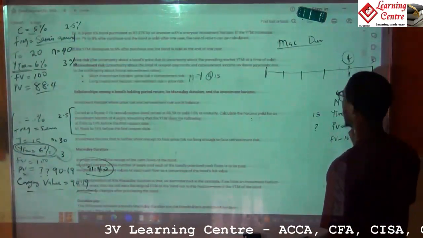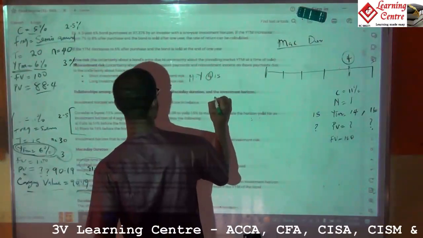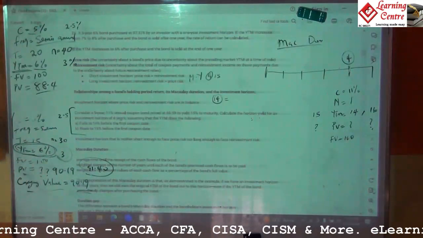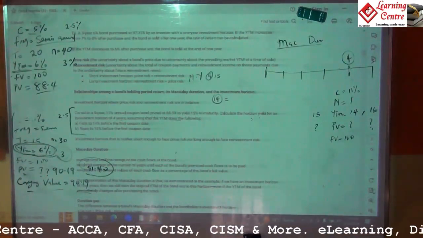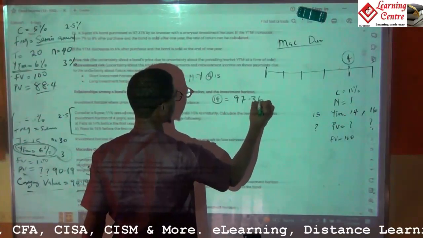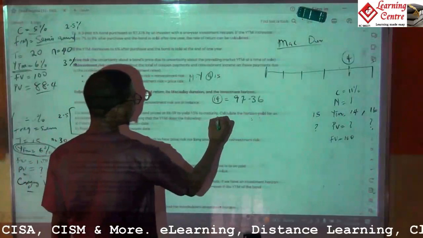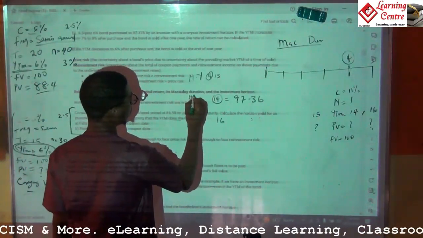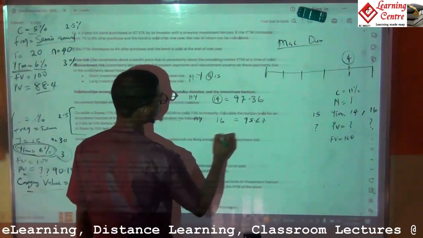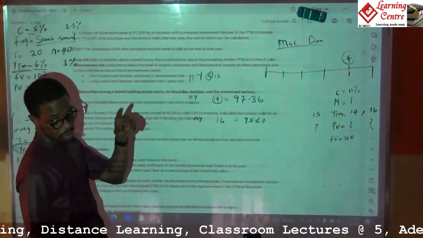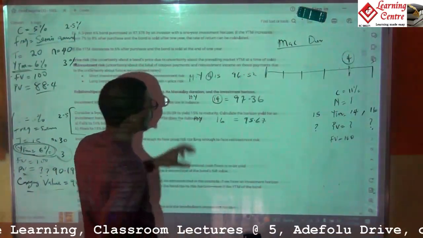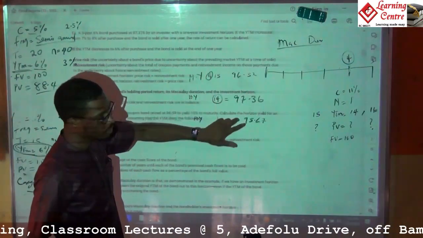For 14, the price is 97.86. Okay, let's try for 16: 95.67. For 15, it's 96.52. This will be the price of my bond.